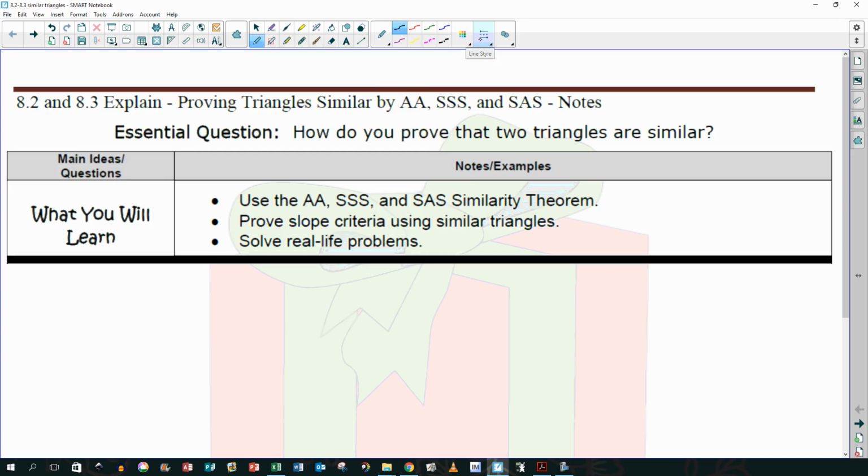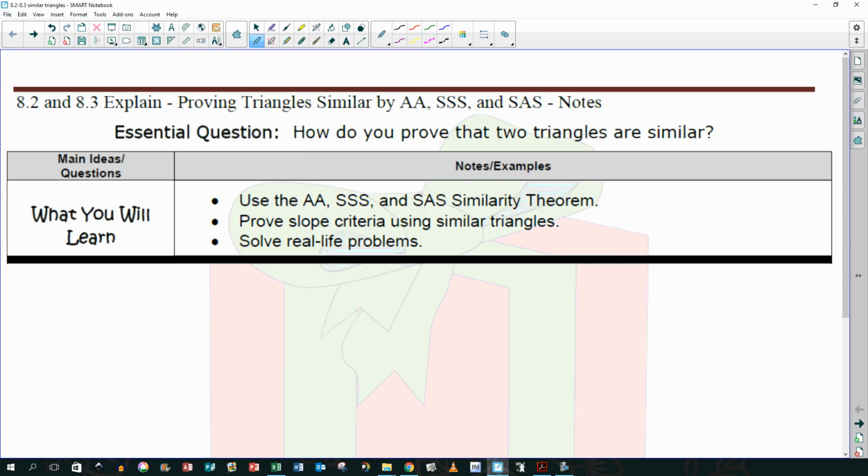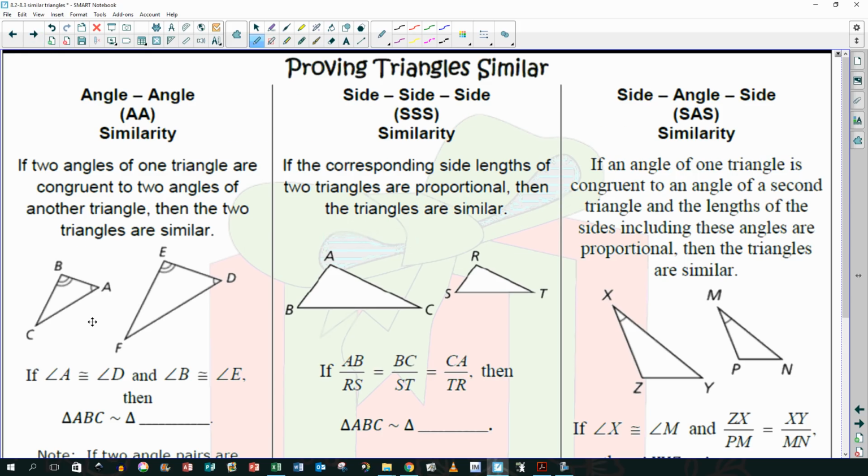All right, so let's start with what we're going to learn. The essential question is, how do you prove that two triangles are similar? Well, you're going to prove it using one of these three theorems. And we're going to prove the slope criteria, and we're going to do some real life problems. All right, so here are the three theorems.